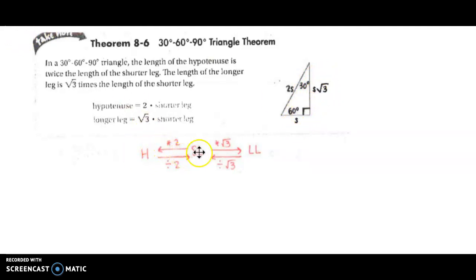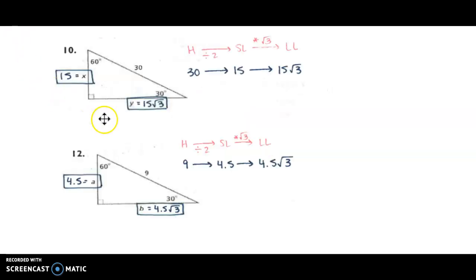So the hypotenuse, SL stands for short leg, LL stands for longer leg, okay? And so here, you're given the hypotenuse here of 30. So that means, going backwards, the shortest side is going to be 15, half of that, right? So that goes across from the 30. And since we know this is 15, then this is going to be 15 root 3. Remember, you just multiply by root 3. Okay. Same thing for 12. All right.